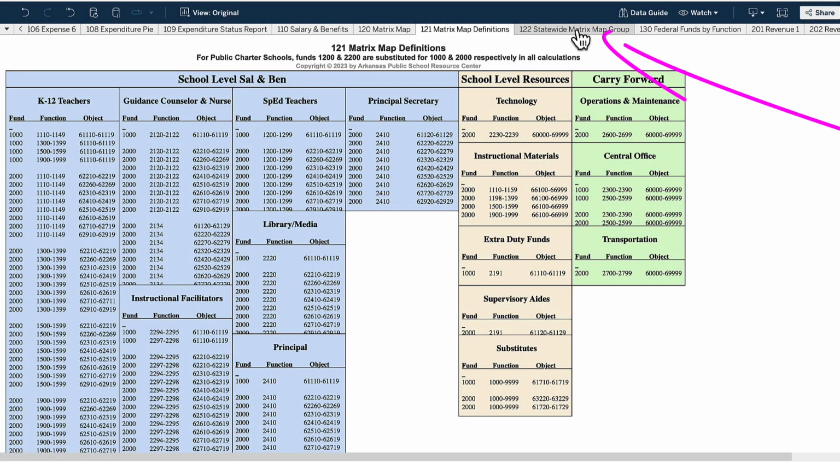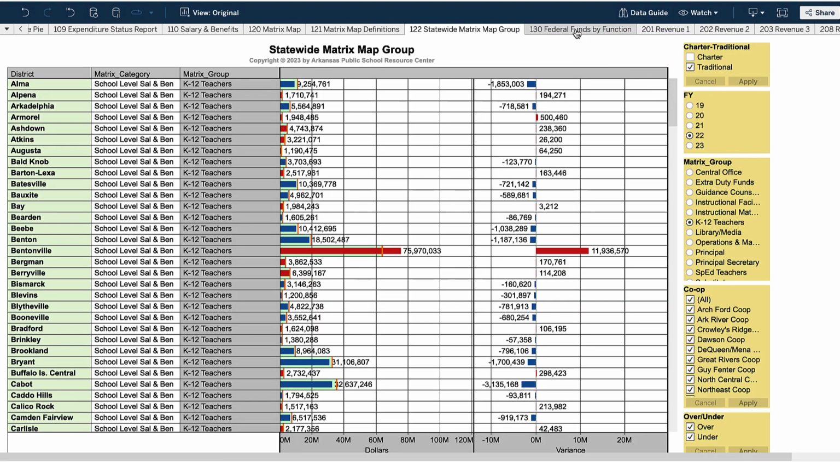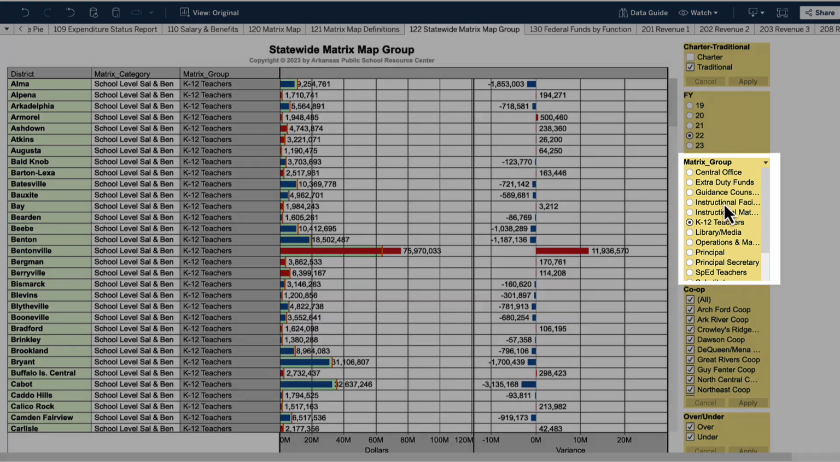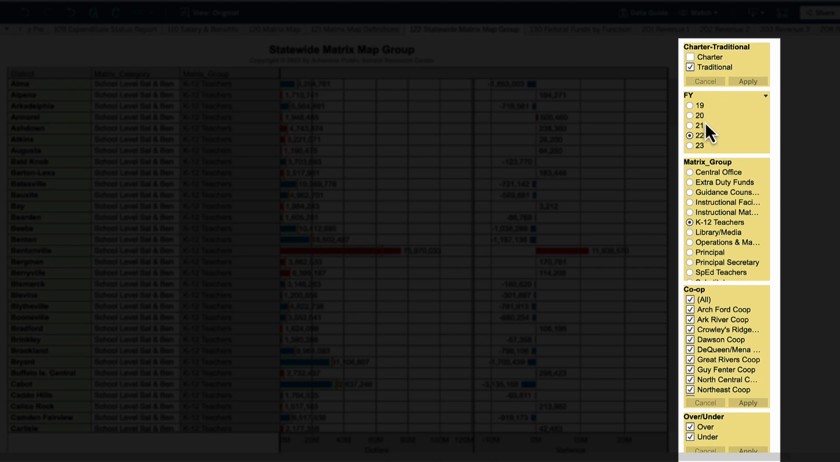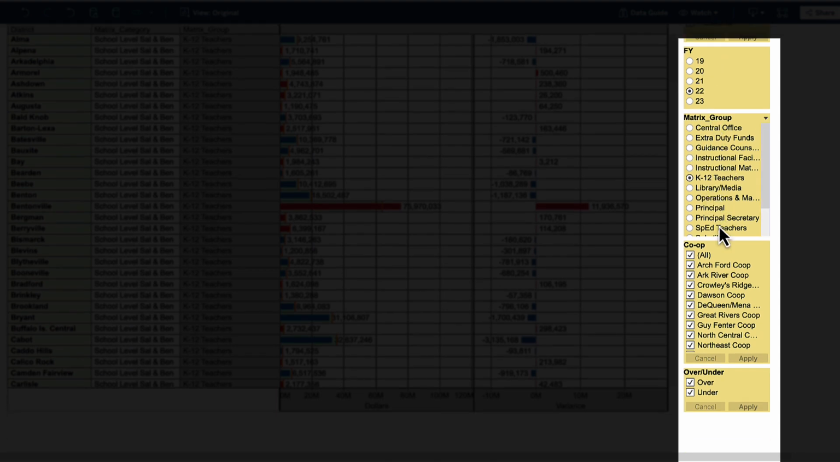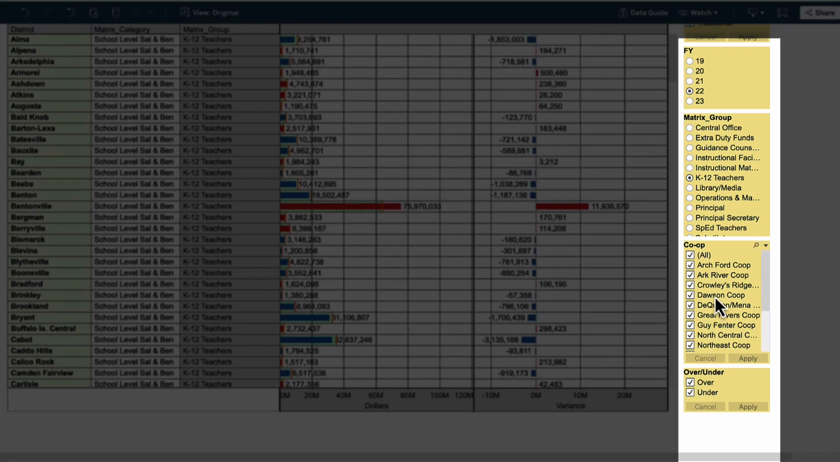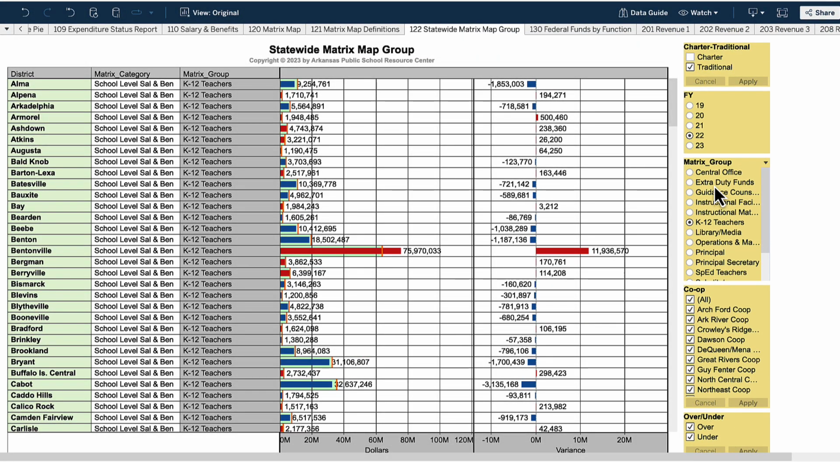And then finally, worksheet 122, the statewide funds, this is going to be grouped by each of those groups in the matrix. So I can filter traditional charter, I can filter by the year, I can filter by the matrix group, I can filter by co-op, and I can filter for schools that are over or under the matrix recommendation. And this calculation that it defaults to is K-12 teacher salaries. So for K-12 teacher salaries, it's going to pull every district in the state. That's the matrix category, that's the matrix group we're looking at, and if you hover, you can see what the school spent with regards to what the matrix recommended.